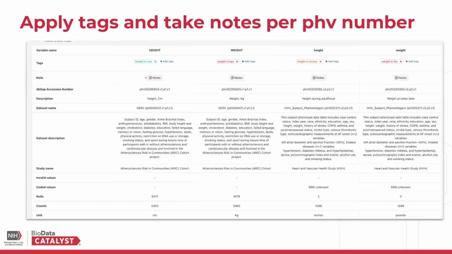So here's an example of tagging height and weight across a couple of consent groups, and then you can of course write some notes and stuff like that. It will give you some charts, some plots about the distribution as well.